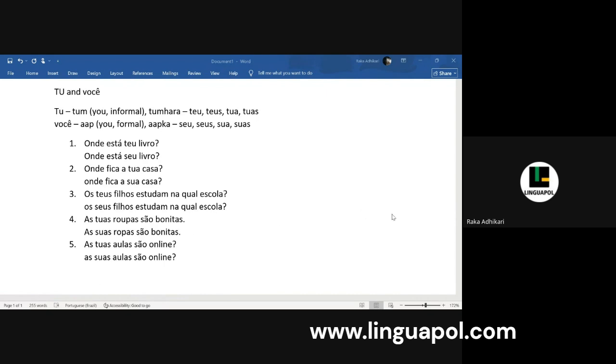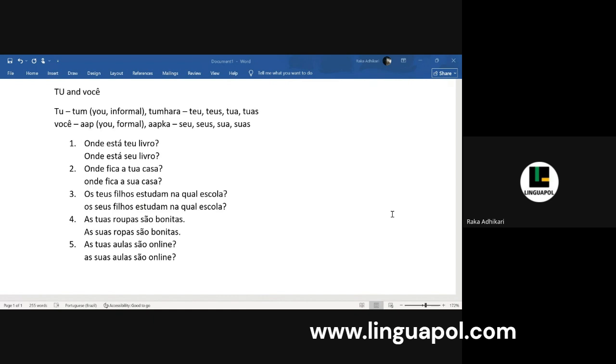Teus amigos são divertidos. Seus livros estão na mesa. Muito bem. Perfeito. Onde está o teu carro? Or onde está o seu carro? Yes. Seu português é muito bem. This is not the spelling. Okay? Portuguese English में कहते हैं. Portuguese language में से पुर्तुगेश कहते हैं. Sorry, Portuguese. Okay. Yes, with the accent do circunflexo. Português. Ok, teu português é muito bem. Yes. Onde está o teu carro? Onde está seu carro? Yes, correct.